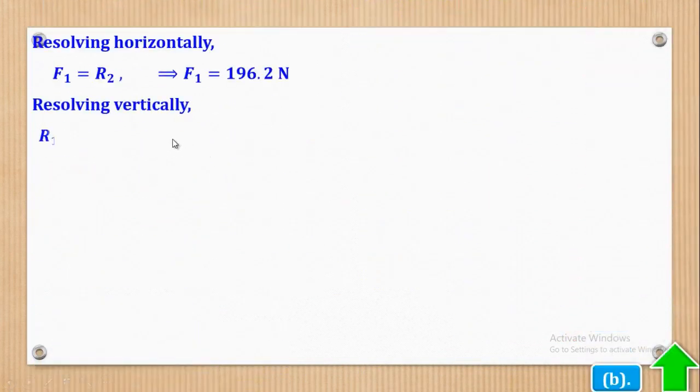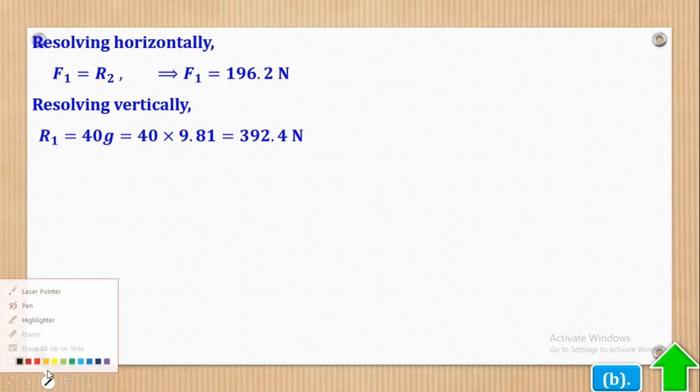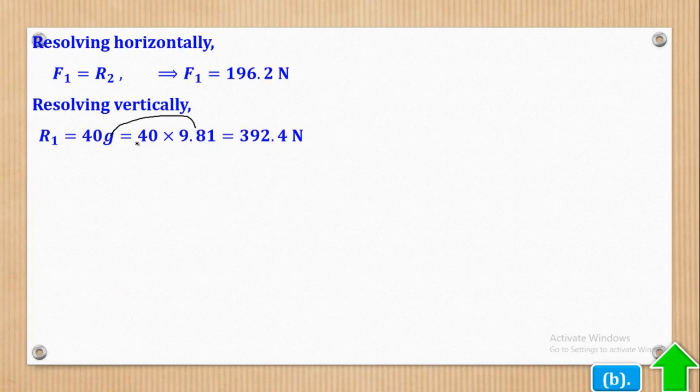Therefore I'll say that vertically R1 is equal to 40g, but the good thing is I know that g is 9.81, so I'll substitute for g and use the calculator to come up with 392.4 newtons as R1.